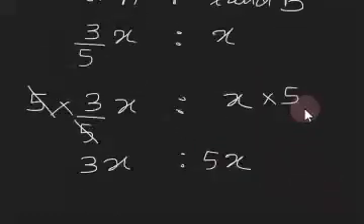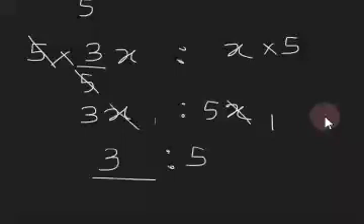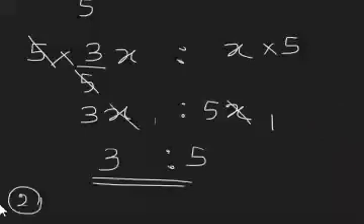Now you can remove this x because x is common to both terms. This x cancels with this x. You divide both sides by x. So the answer is 3 to 5. This is the ratio, the answer for the first one. Now we will move to the second one.